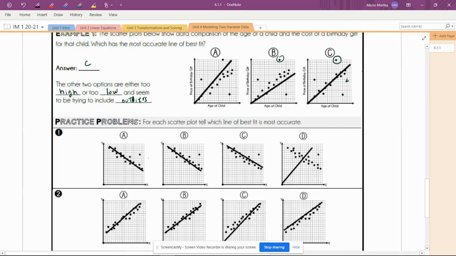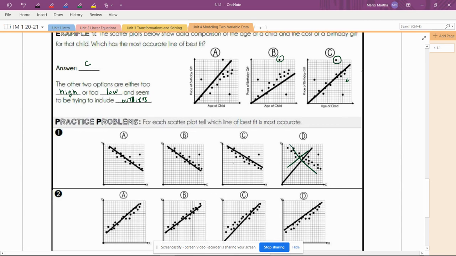All right, so let's do some practice problems. This is for each scatter plot to tell which line of best fit is the most accurate. So on the first one, if you notice, we have our data points right there, data points right there, and then this one's completely off, right? So D cannot be one of those.